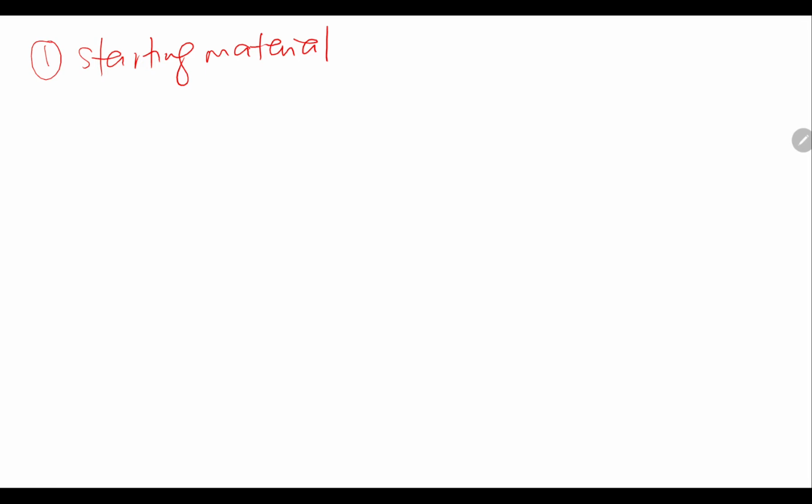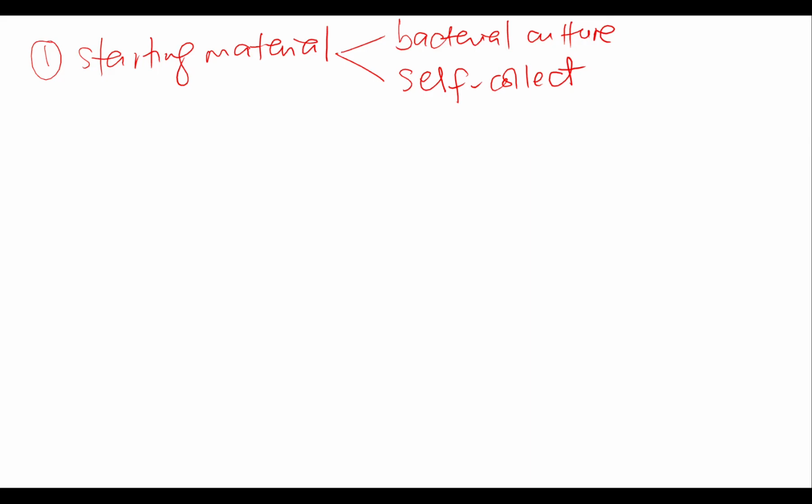So the starting material means that whether you are given a bacterial culture where you have a lot of unknown bacteria in it, or you need to collect the sample yourself. Whether you are given the bacterial culture, or we have to self-collect the bacteria. Usually you can just take a bacterial culture from your water sample, from a lake, from a river, from a drain. In that bacterial culture, they must have a lot of bacteria inside. It's just that we don't know what.